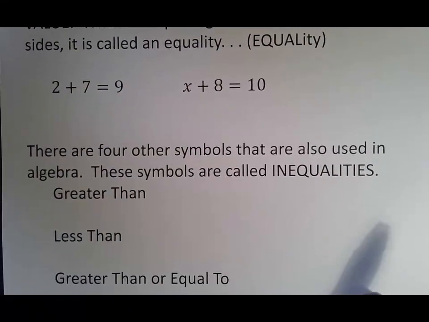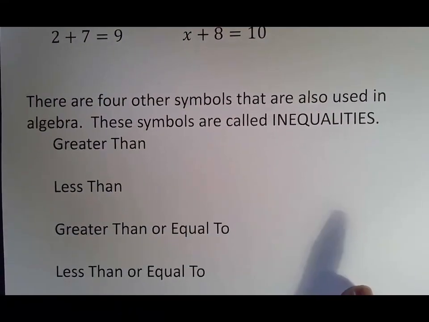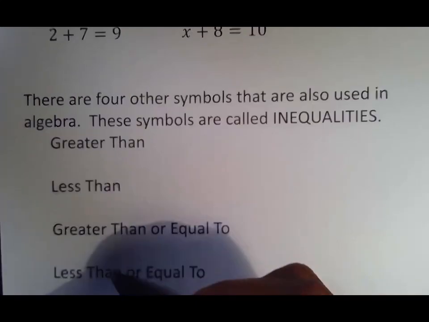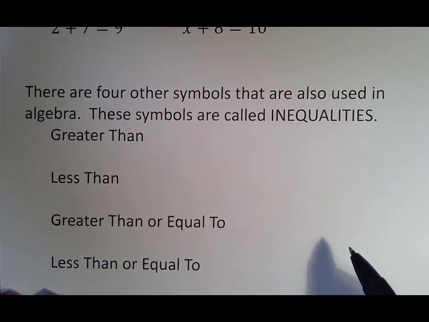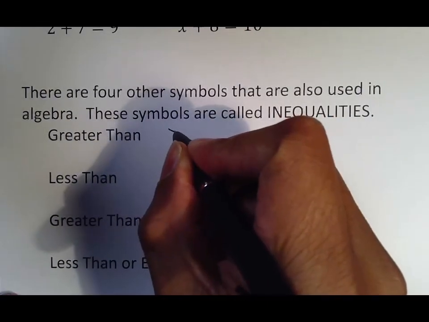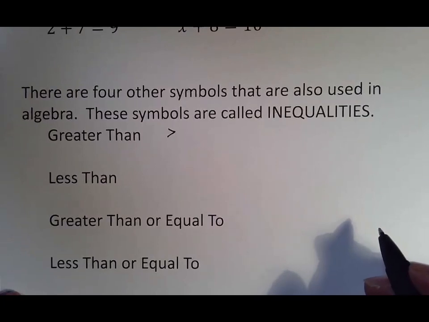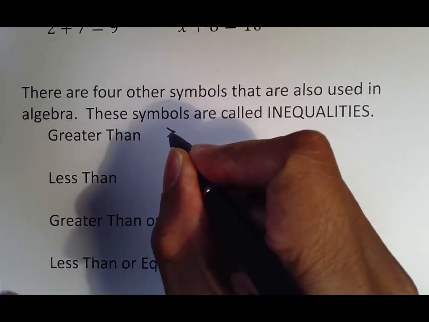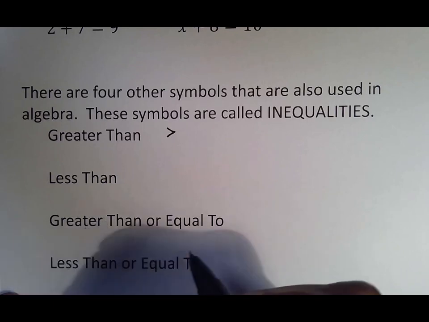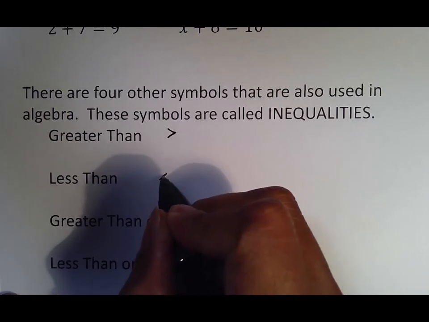There are 4 other types of symbols that are used in algebra, and these are called inequalities. You might want to write these 4 down just for yourself on the back of your bell ring or on your notes or whatever it might be. The greater than symbol looks like this. Again, you think you've seen this before for years, but the difference is now you actually have to remember this stuff. The less than symbol looks like this.